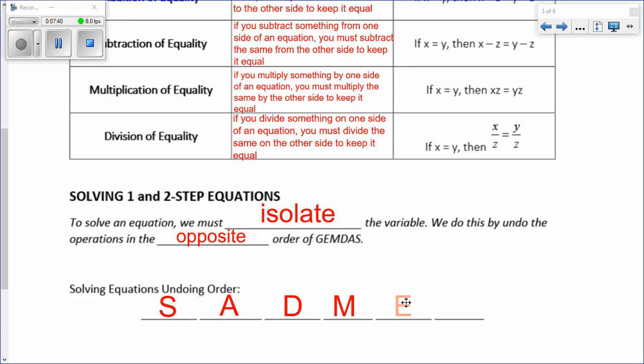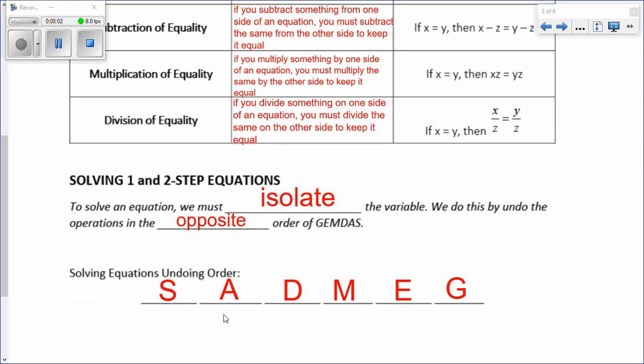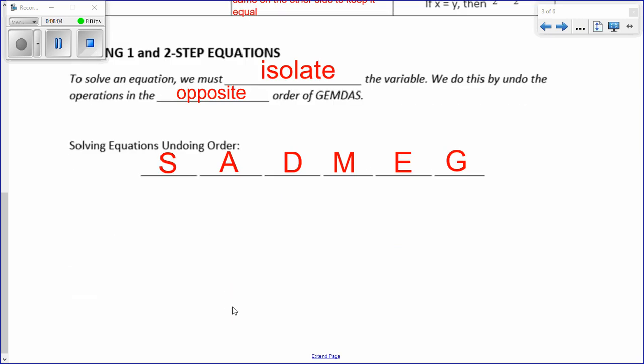Then we can undo any exponents on the variable. And finally, the last thing, if the variable is in a group, so if it's in parentheses or part of a fraction, then we're going to take care of that whole side last. And so our new order actually spells out SADMAG. Meg is sad because we're trying to find her x. She doesn't know where her x is or what it is. Okay, so let's go ahead and practice some of these.